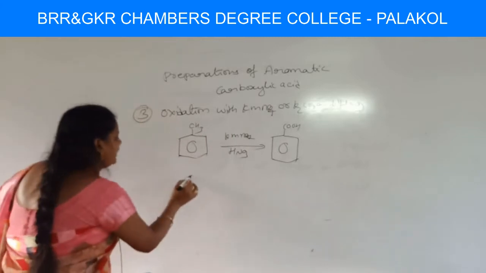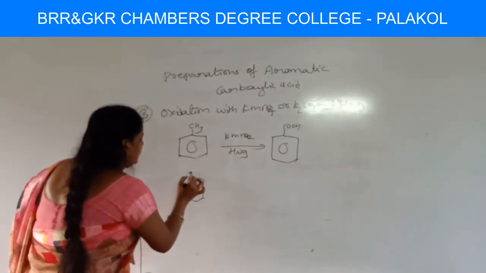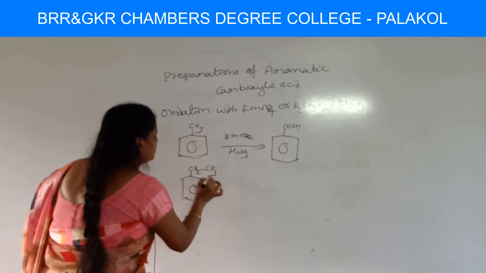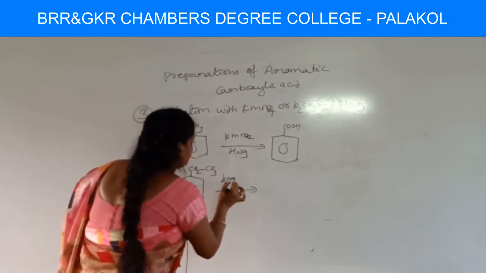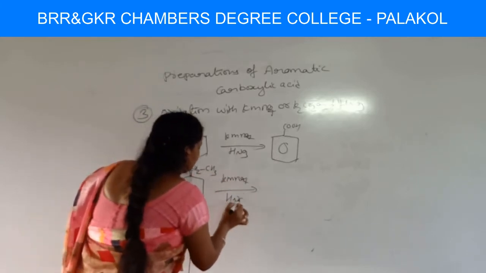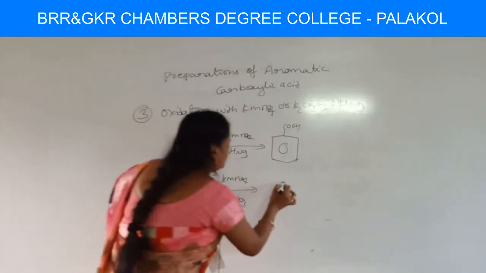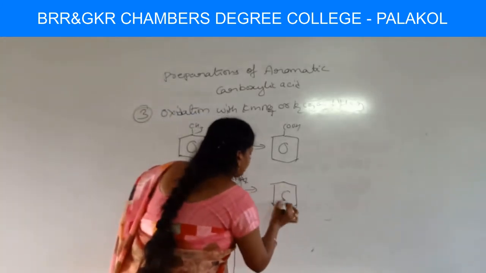For example, if you take ethyl benzene, benzene with CH2CH3, in the presence of KMnO4 and nitric acid, you will get benzoic acid.